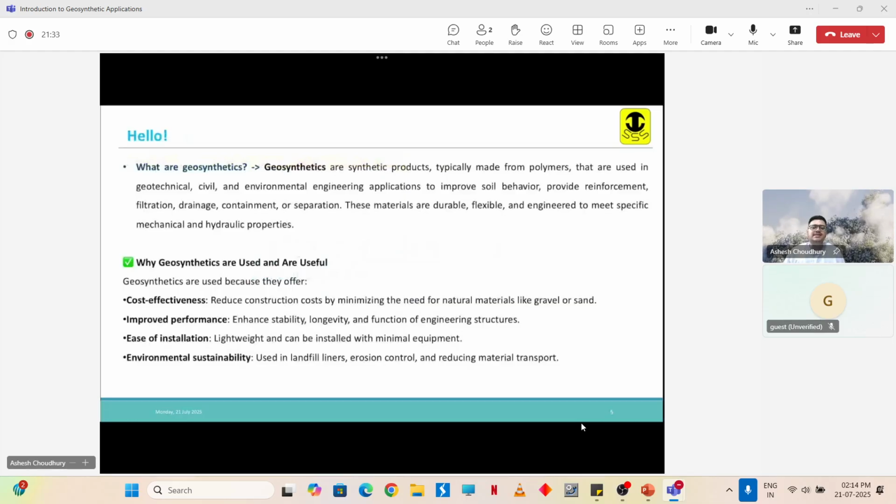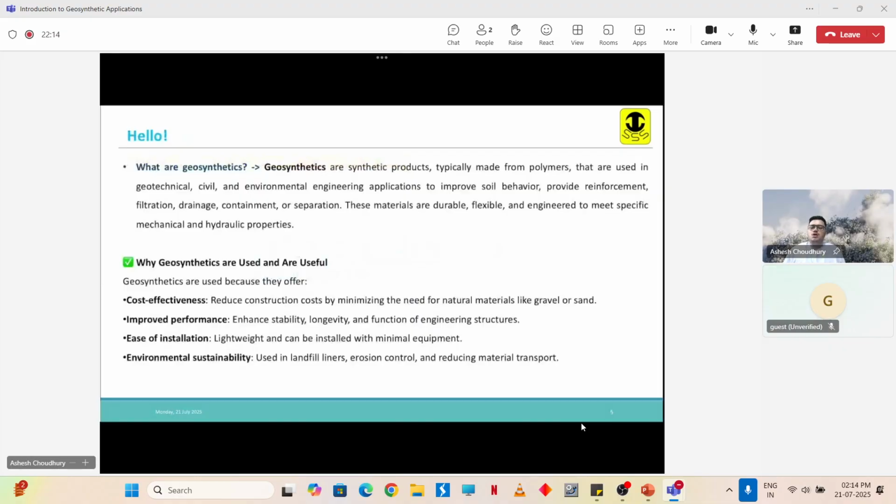So geosynthetics are synthetic products typically made from polymers that are used in geotechnical, civil, and environmental engineering applications to improve soil behavior, provide reinforcement, filtration, drainage, containment, separation. These are some of the functions of the geosynthetics. These materials are durable, flexible, and engineered to meet specific mechanical and hydraulic properties. So we will see all of this as we progress through this lecture. We will see what the mechanical properties are, what the hydraulic properties are, and what the different applications and functions are that a geosynthetic can perform.